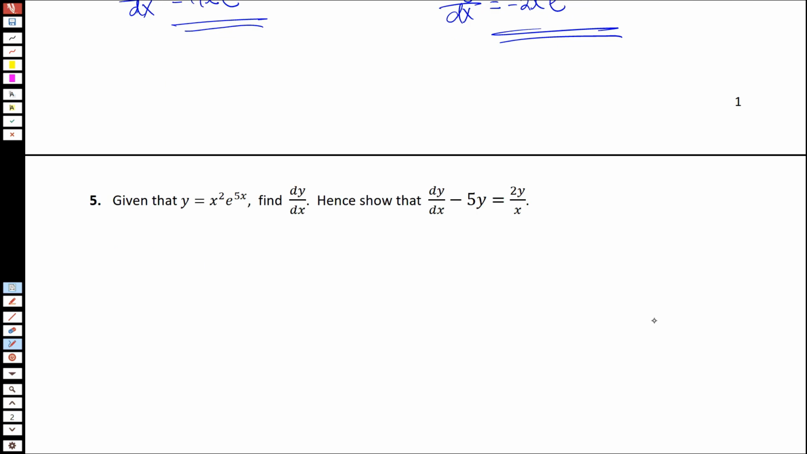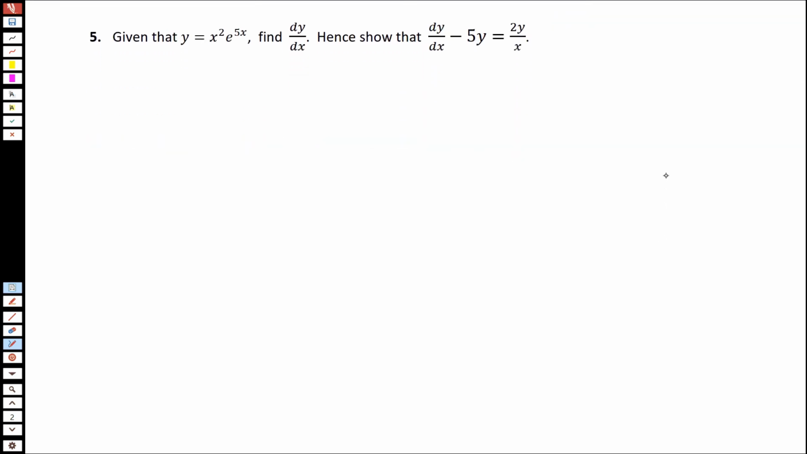Okay, moving on. Number 5, we have this question. So given that y is equals to x squared multiplied by e to power 5x, find the derivative of this function and hence show that this statement is true. So let's start by finding the derivative. This is a product of two functions. So you apply product rule. So dy over dx will be equal to x squared multiplied by e to power 5x plus e to power 5x multiplied by x squared.